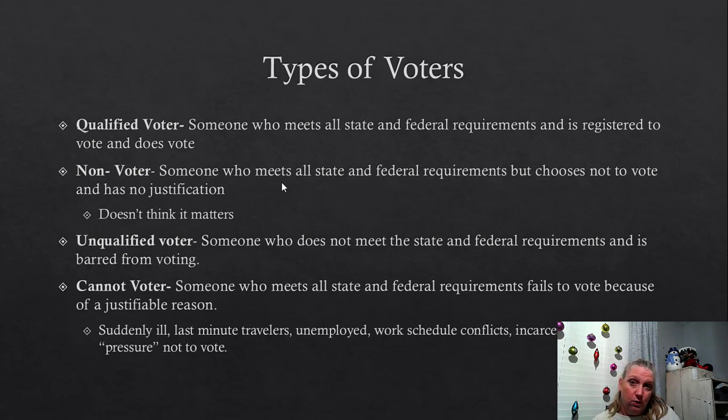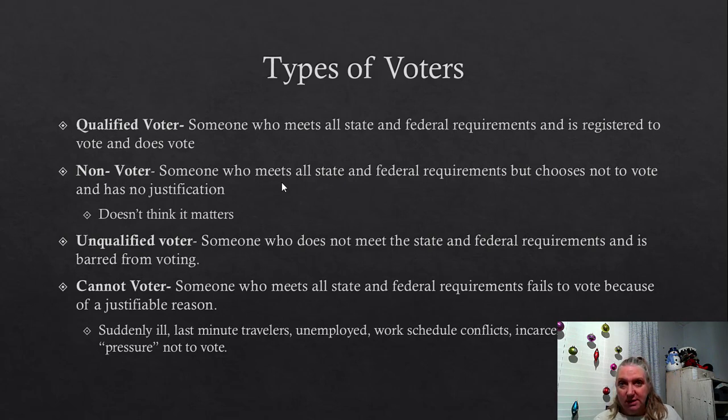And then a cannot voter is someone who meets all state and federal requirements but fails to vote because of a justifiable reason. So this is different than a non-voter. A non-voter could vote but chooses not to and has no legit reason why. A cannot voter can vote but doesn't because something came up. They suddenly got ill and they couldn't make it to the ballot. They couldn't make it to the polling place. They all of a sudden had to travel unexpectedly for whatever reason. They may be unemployed and cannot get to the polling place. They can't pay for the bus fare. They can't pay for the Uber, they can't pay for the gas to get them there.